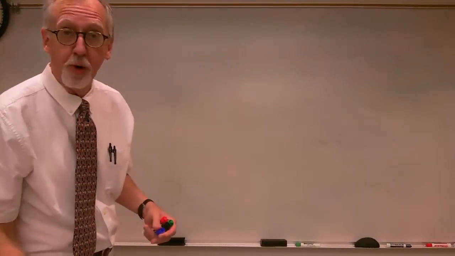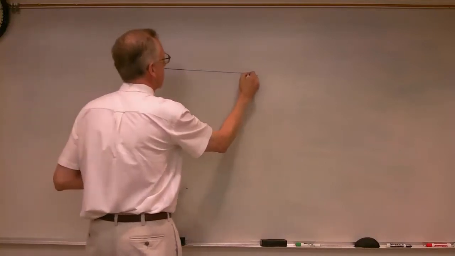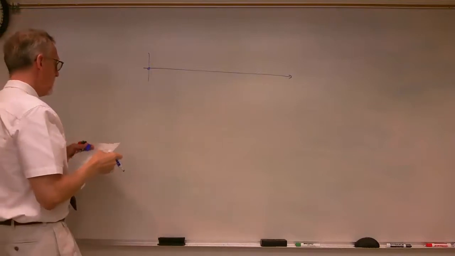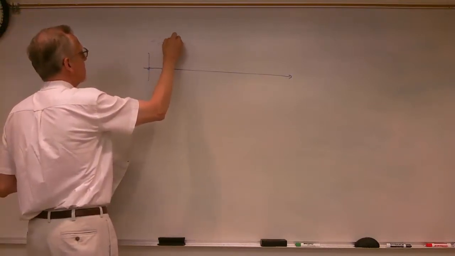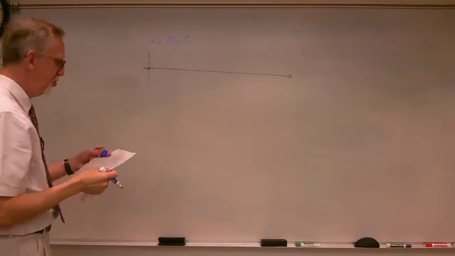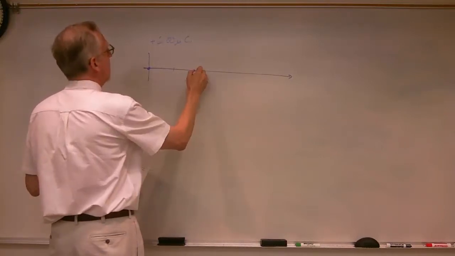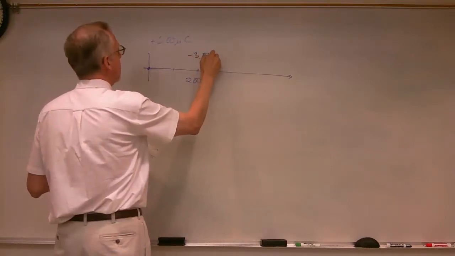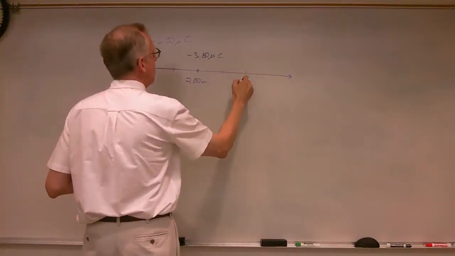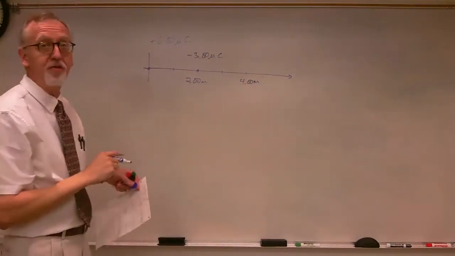Okay, so let's take a look at one more problem. Let's imagine that we have our coordinate system here, and at the origin, let's put a charge of positive 6 microcoulombs, and then at the point 2 meters, let's put a charge of negative 3 microcoulombs, and let's figure out what is the total potential at the point 4 meters.